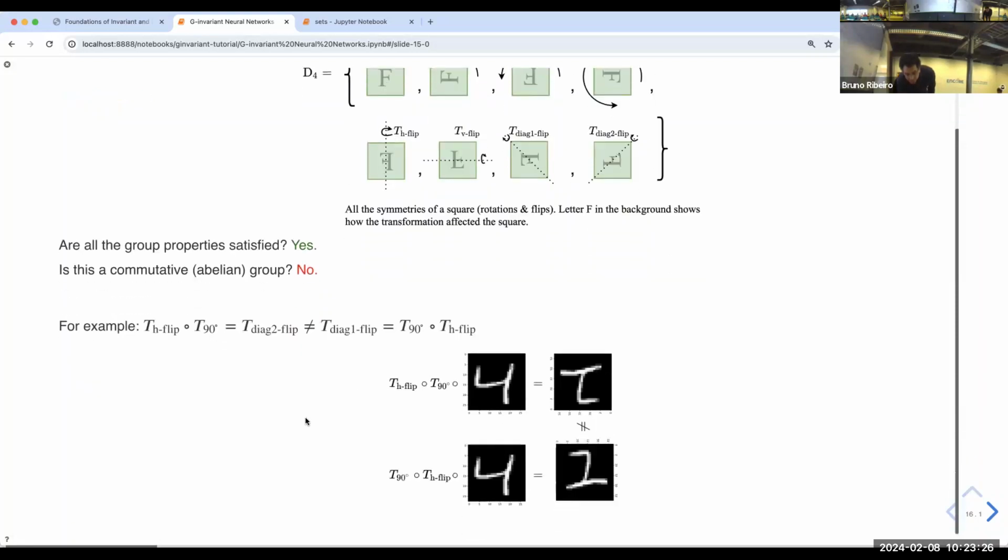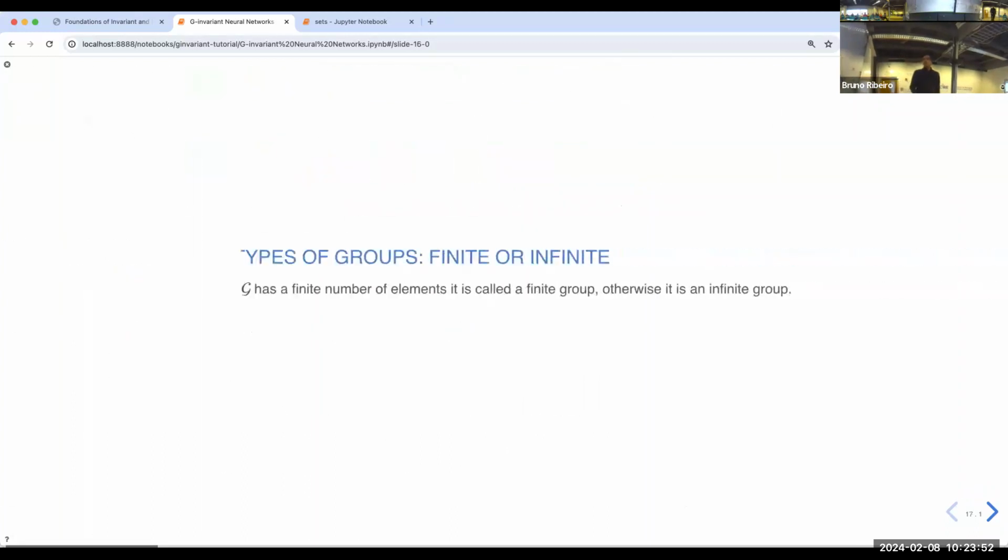Let's see an example. So we have here a horizontal flip and a 90-degree rotation. That gives me a diagonal 2 flip, which is different from the diagonal 1 flip, which would be obtained if we reverse the order, the flip first and then 90 degrees. Flip first and then 90 degrees gives you this. If you do 90 degrees, then flip, gives you this. Okay? So they are different.